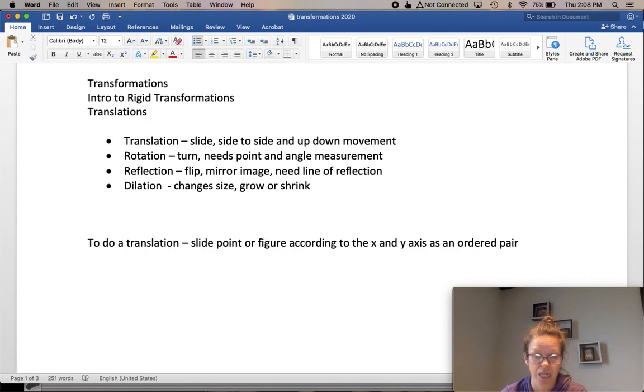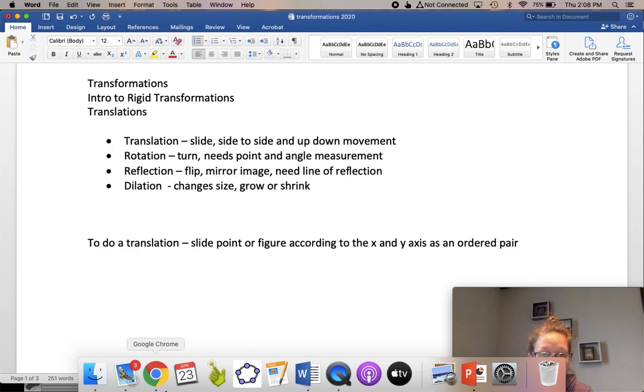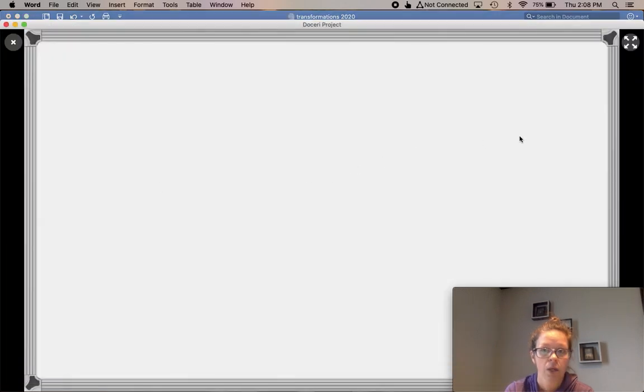So a translation is a slide. So to do a translation, we're going to slide the point or the figure according to the x and the y axis as an ordered pair. So we're going to be thinking about graphing for this. So I'm going to bring up the whiteboard here and we'll look at some examples. I'm actually going to switch from the whiteboard to the graph background.